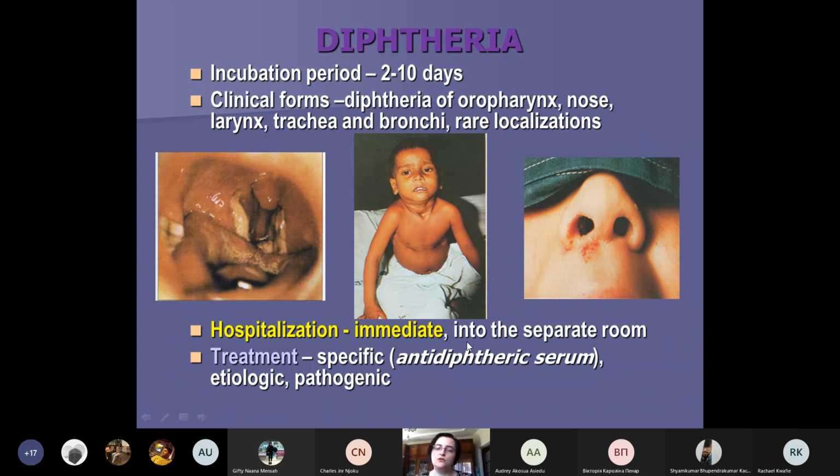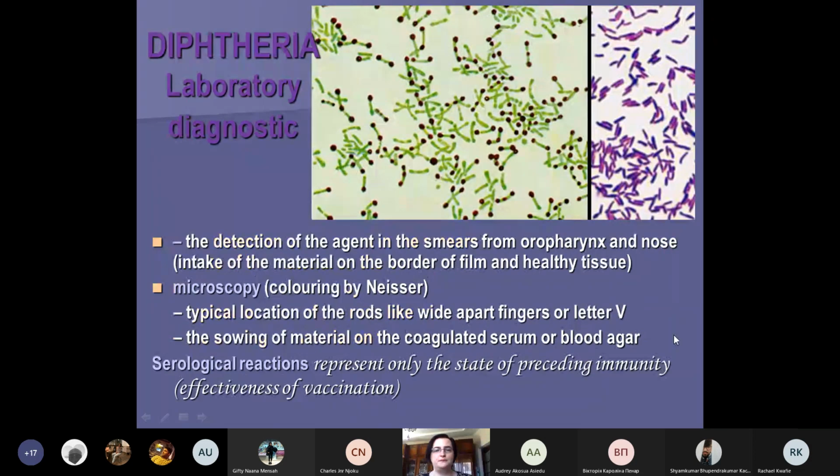Hospitalization immediately into a separate room. Treatment is specific, don't forget, because only specific treatment can help. Anti-diphtheric serum. Also, yes, etiotropic and pathogenic. Laboratory diagnosis: the detection of the agent in smears from the oropharynx and nose. Intake of the material on the border of film and healthy tissue.